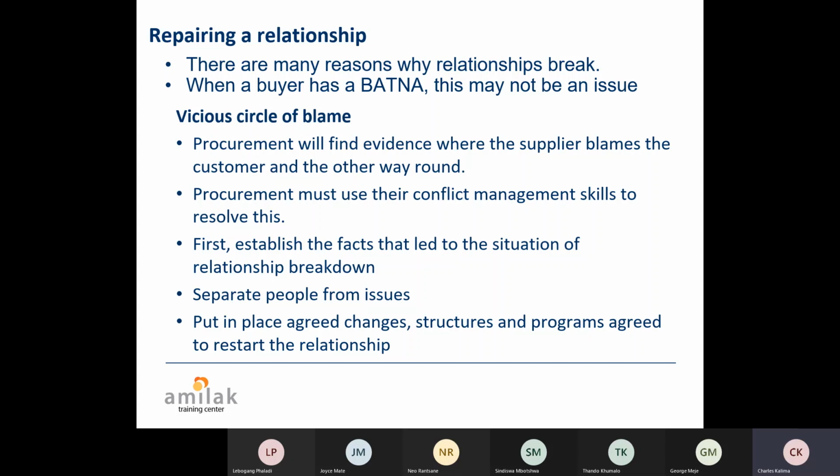First, establish the facts that led to the situation of relationship breakdown. Then, separate people from issues. Remember the principal types of negotiation. Separate people from issues. Put in place agreed changes, structures and programs agreed to restart the relationship.